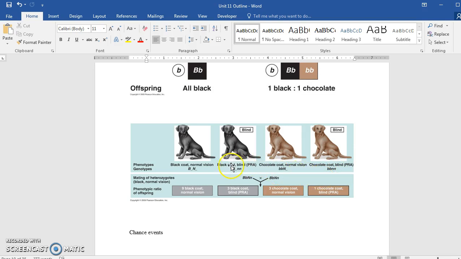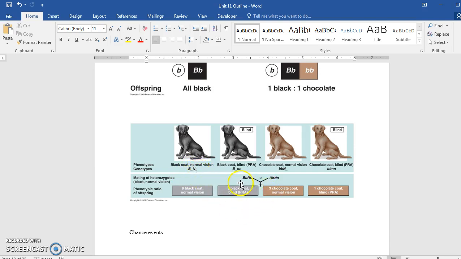Now, if you want to know what the genetic makeup of this black lab was, it might not be considered ethical to do it, but you could cross it with the homozygous recessive, and if all the pups are black, you'd know that the other allele for coat color would be big B, and if all the pups had normal vision, you'd know that the other allele for vision was big N. And then if half of them were chocolate, you'd know it was a little b. If half of them were blind, you know it'd be little n.